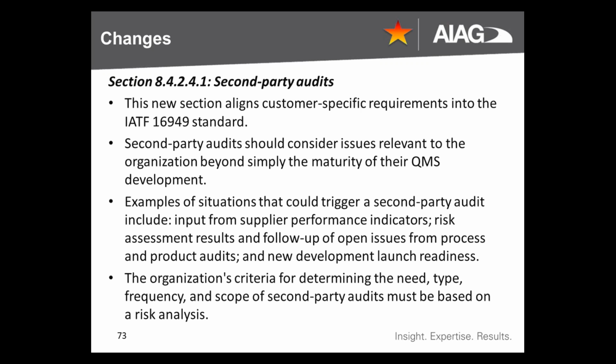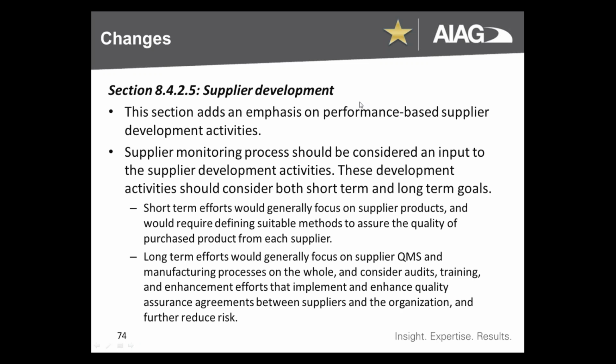And use the automotive process approach. The organization shall determine the priority, type, extent, and timing of required supplier development actions for its active suppliers. Inputs to consider include performance issues related to supplier monitoring, second-party audit findings, whether or not they're third-party certified, and risk analysis.